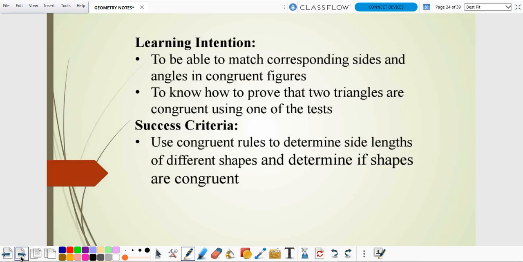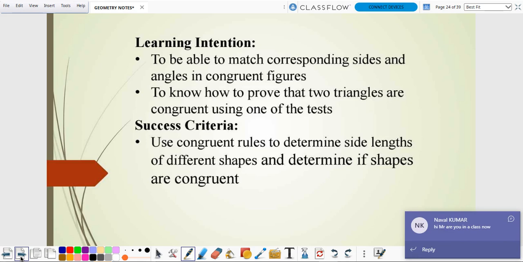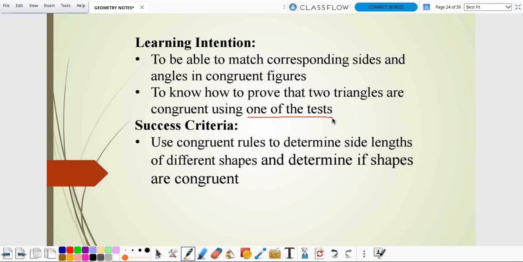Okay, so the intention for today is to be able to understand how to match your corresponding sides of the triangle. What that's saying is looking at one side of a triangle and matching it with another side of a congruent triangle. You need to know how to prove why triangles are the same, and be able to prove that using one of the tests. The keyword there is tests, meaning there are going to be multiple tests to prove why something is congruent. Hopefully by the end of today's lesson, you'll be able to determine the side lengths of different shapes and whether they're congruent or not.